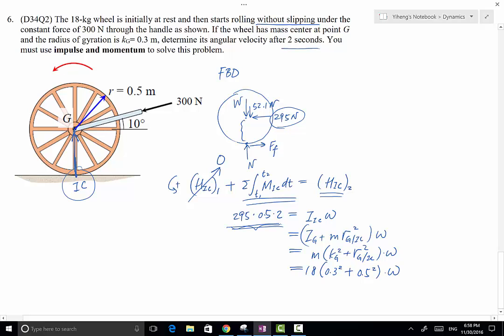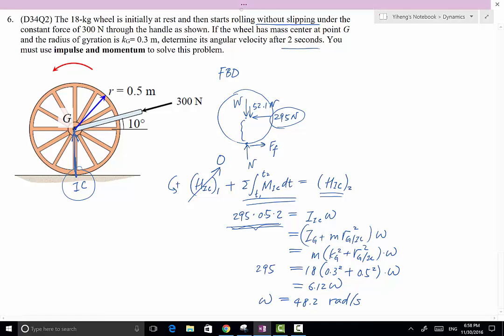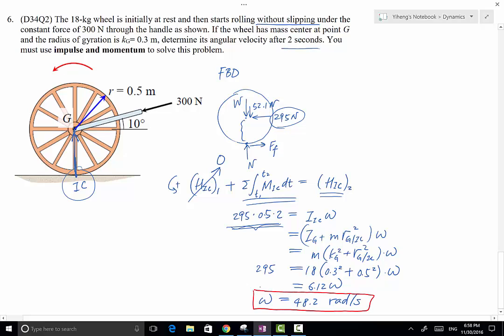Therefore, on the left hand side, this is actually 295 in units of Newton meter second. On the right hand side, this equals 6.12 omega. So from here, we can easily solve for omega to be 48.2 radians per second. You can also try to solve this problem by applying equations of motion with kinematics, and you should be able to get to the same answer.